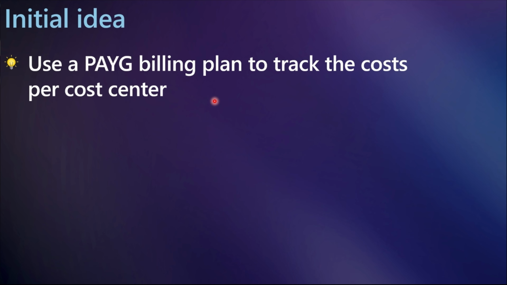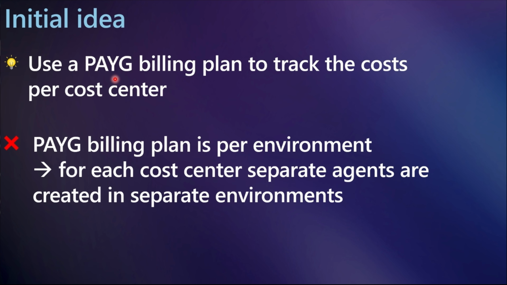So, the first idea that I had was, hey, why don't you use the pay-as-you-go billing plan that we have available in Copilot Studio and track the cost per cost center? Well, I found out that's probably not working. Why? Because this pay-as-you-go billing is per environment, and in an environment you typically have a couple of agents, not only one. If we would follow this principle, you would have separate agents in separate environments for each cost center. So you will end up with a mess of environments that are hard to manage.